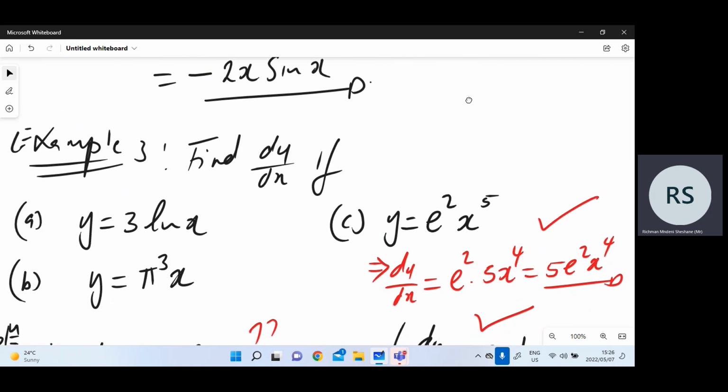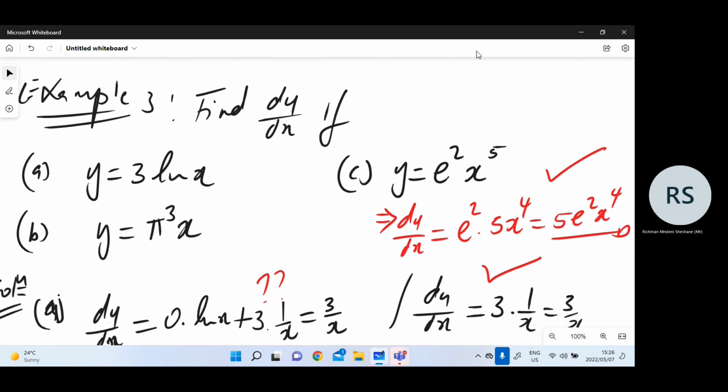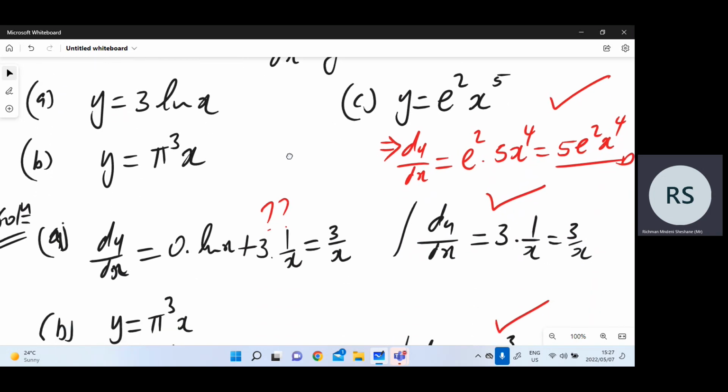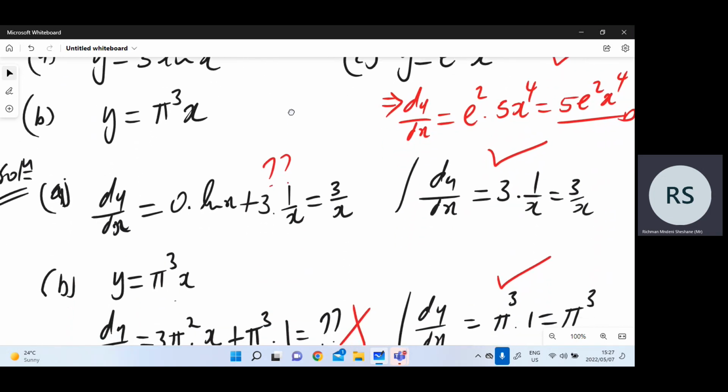Okay, example 3. I want to find dy/dx if I'm given these three functions a, b, and c. With these three examples, I want to illustrate the mistakes students make during tests and exams, okay? So let's start with A. I'm going to find the derivative, but I want you to tell me if I'm wrong or correct, okay?